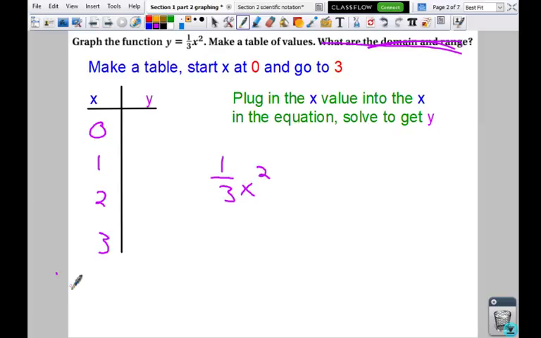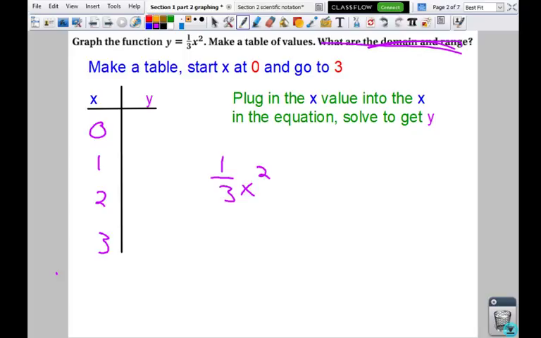So what we could do is go one by one, plug in 0 for x and calculate it, plug in 1, calculate it, plug in 2, calculate it. But we're going to use Desmos. So get Desmos going. After we do this first one, all you have to really do is change one piece. Give me just a second.